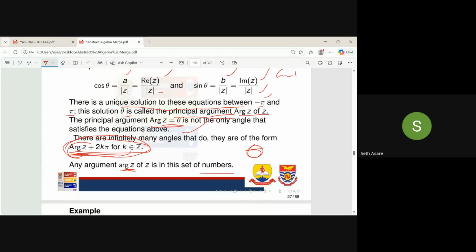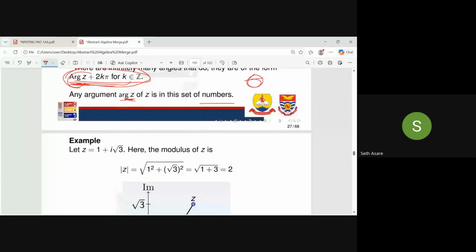But our interest is not to look for everyone. We are looking for those that are within the range negative pi and pi. And by that, we are saying that we are looking for the principal argument. Okay? This is the theory. Let's see an example and you understand.